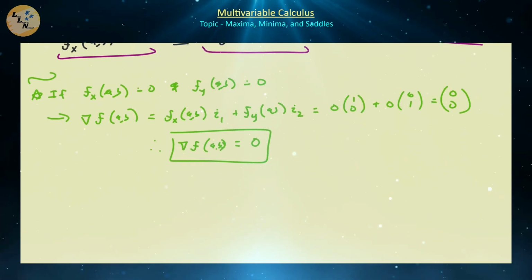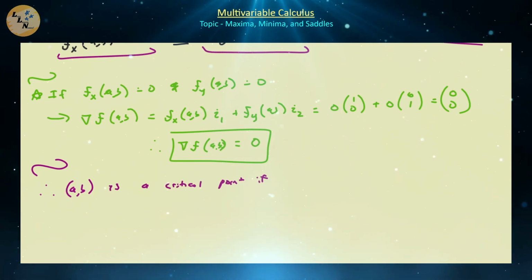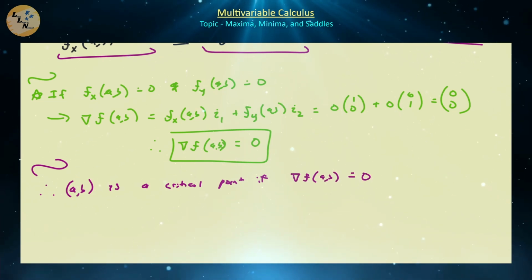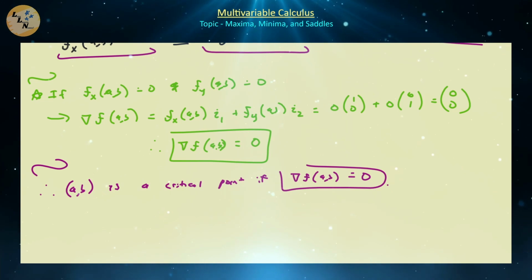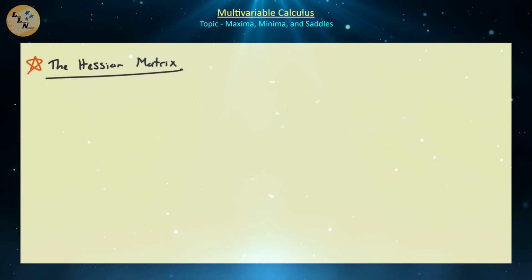Okay, so we can more simply write that (a, b) is a critical point if the gradient of f at (a, b) is equal to the 0 vector, right? Which is a shorter way of defining a critical point. Now that we know how to define a critical point in higher dimensions, we seek to classify those critical points, for example, as a minimum, a maximum, or what we're going to call a saddle point.